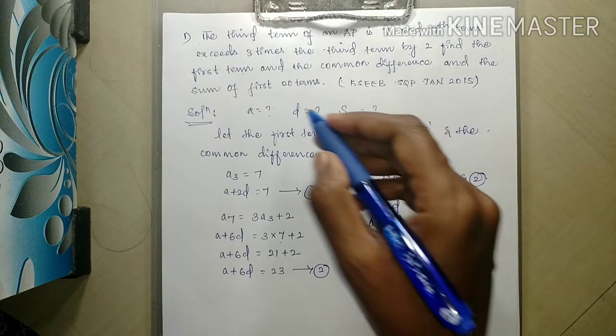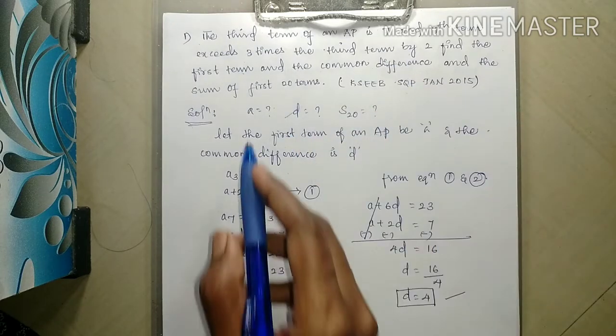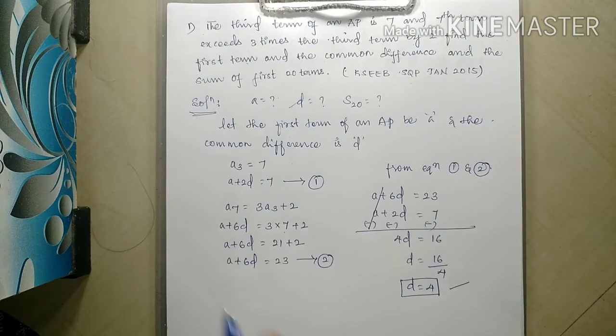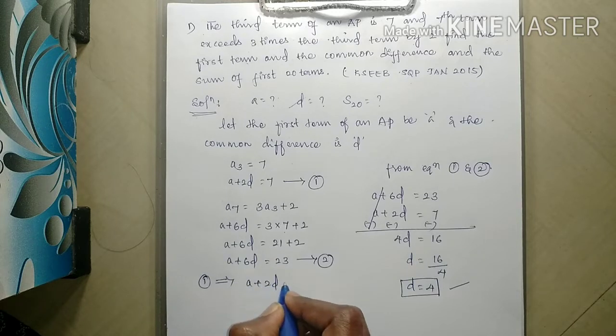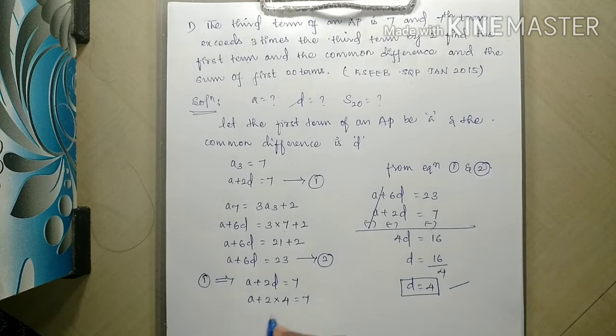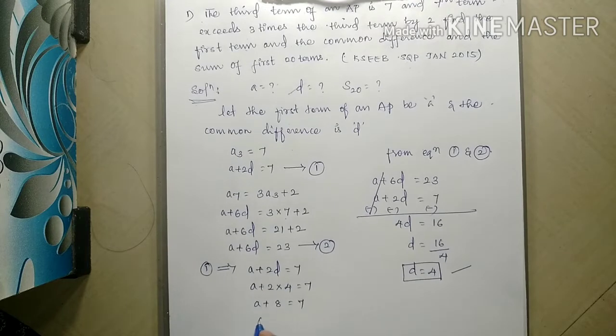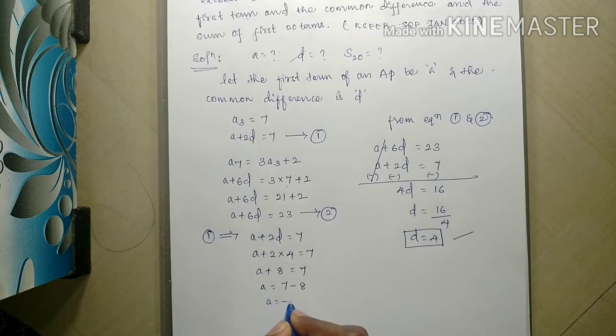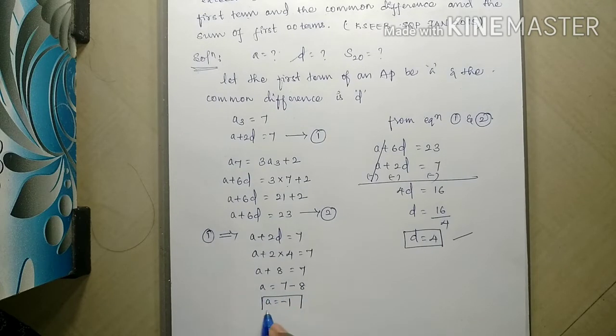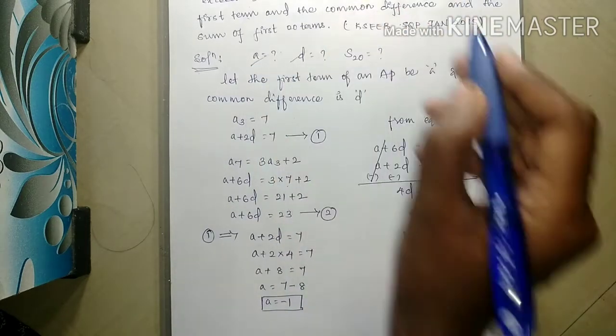Now we got the D value. Now we need to find out A. Now substitute in any one of the equations. I will go to equation number 1. A plus 2D is equal to 7. Now A plus 2 into the D value, which is 4, is equal to 7. So A plus 2 fours are 8, that is equal to 7. So A is equal to 7 minus 8. So A becomes minus 1.